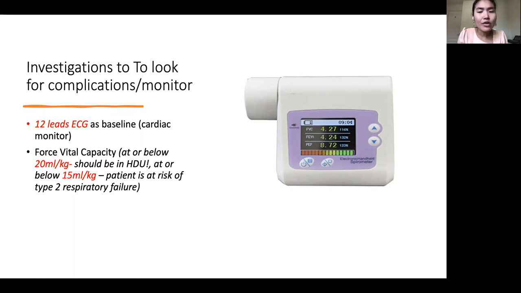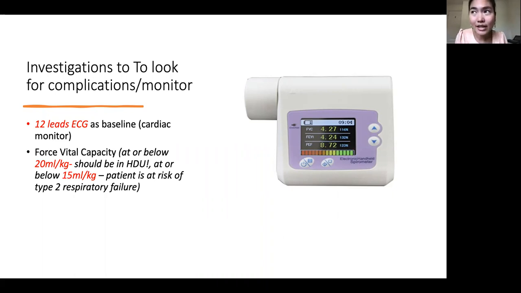So if forced vital capacity is 20 ml per kg, at or below, patient should be in high dependency unit. However, if patient's forced vital capacity is 15 ml per kg or below, patient is at imminent risk of type 2 respiratory failure and will need intubation and ventilation very soon.